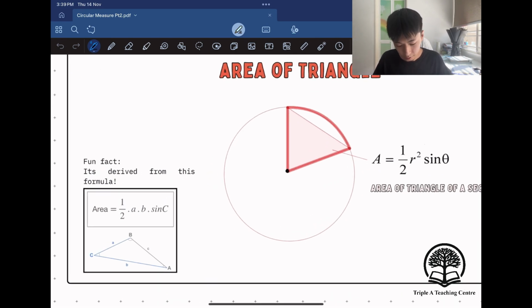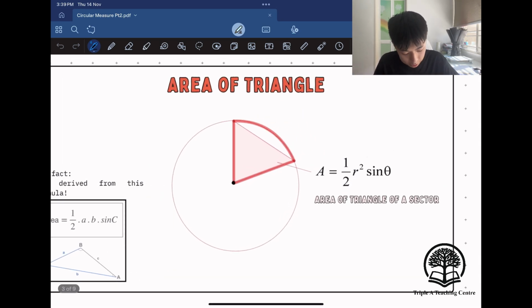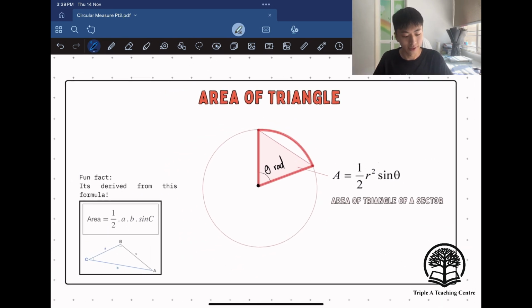Well, we have a formula for that, which is 1/2 times radius squared and sine theta. Remember guys, this is very important, okay? Remember that the theta over here must be in radians, not degrees. I've seen people who accidentally used degrees while doing their calculations, and their calculator was in radians mode. By doing that, you will get an incorrect answer.